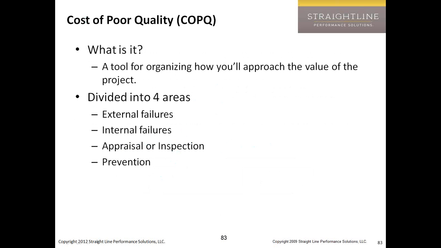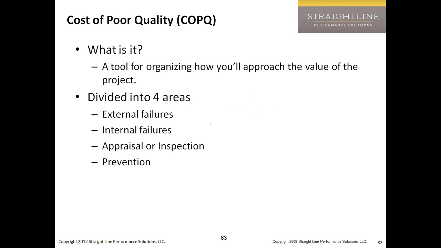Okay, so the cost of poor quality is, as I said, an organizational tool. The idea is that we're going to divide all of the losses that we have into essentially 4 buckets. The first 2 buckets are the cost of failures. So external and internal failures are the first way that we can think about problems that we can run into, and how to define what the costs are. So that's the first part of this conceptual tool.